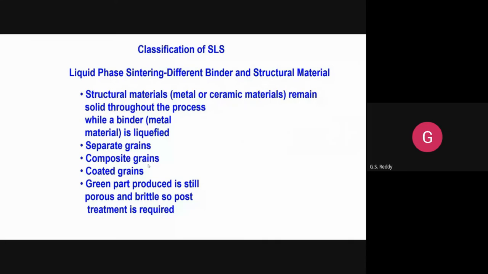And liquid phase sintering uses a different binder and structural material. Structural materials, metal or ceramic, remain solid throughout the process, while a binder metal or material is liquefied and separates the grains: composite grains, coated grains. The green part produced is still porous and brittle, so post-treatment is essential.